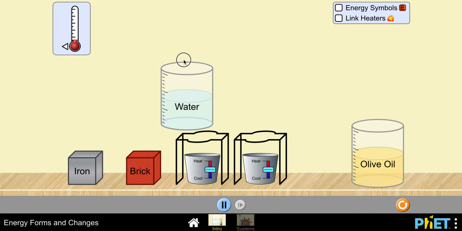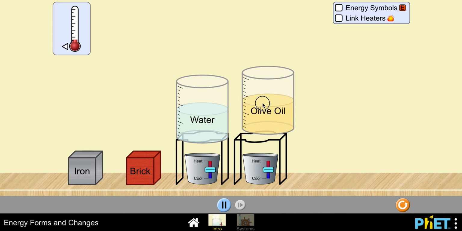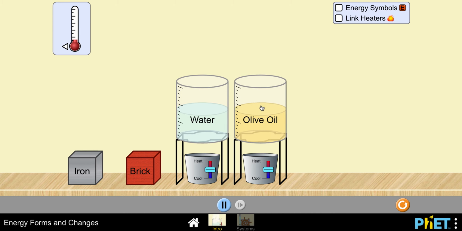So we have water. I'm going to put that here, and I have oil. I'm going to put that here. And I want you to predict. And I'll just say I have the brick here. No, I guess I put it here. Okay. Which of these, water or oil, will have more thermal energy, or will they have the same amount of thermal energy? And the same is true for the iron and the brick. So which will contain more thermal energy?